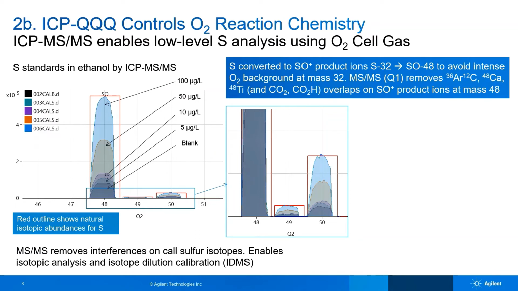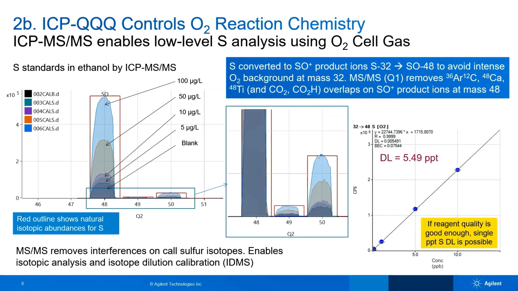There is a sulfur blank level present. If you have a reagent that is high enough quality, so low enough sulfur contamination in the blank, this sulfur oxide product ion measurement using ICP triple quad can get you down to single part per trillion detection limits. So really many orders of magnitude better than what we can achieve on single quadrupole ICP-MS for sulfur.